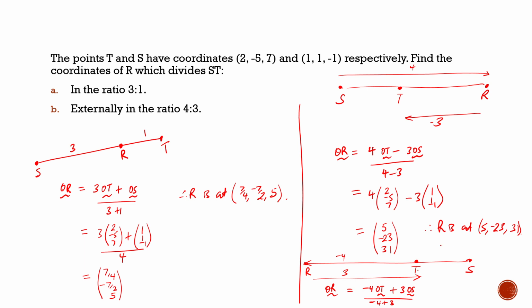So it's exactly the same, and so the coordinates of point R would be exactly the same, 5, -23 and 31. And so it doesn't matter whether you put the negative on the 4 or on the 3, you'll still get the same answer, which is what I said in the previous video. So you don't even need to do the sketches. The sketch is just for you to have a visual representation of what it might look like, but you don't need them if you know what to do.